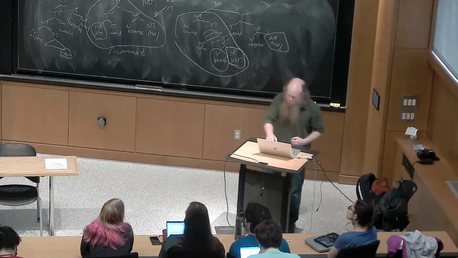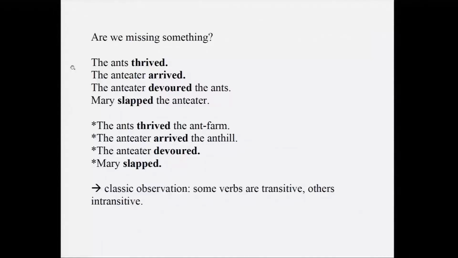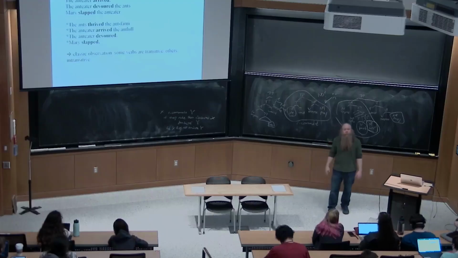Okay. So there are verbs that seem to want to have objects, and there are verbs that seem to want to not have objects. Classic observation, the name for that classic observation is that there are verbs that are called transitive. Those are the verbs that want to have objects. Verbs like devour and slap. There are other verbs that are intransitive. Those are verbs like thrive and arrive.